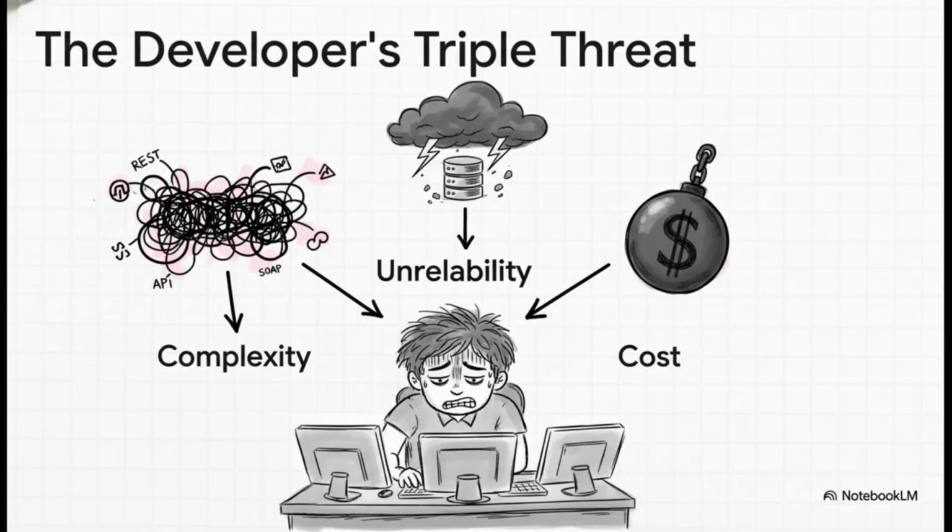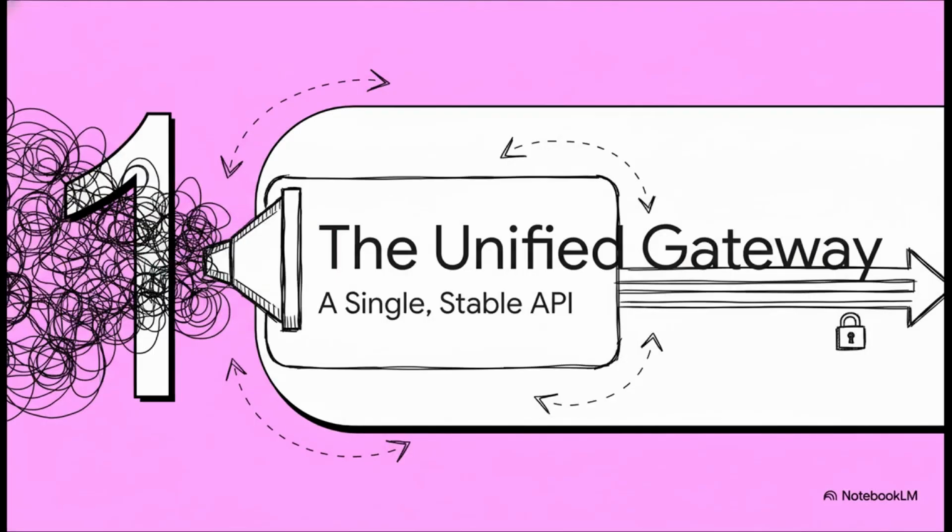But what if there was a better way? What if you could just streamline all of that? Well, that's the whole idea behind a unified AI gateway. It's all about turning that chaos we talked about into clean, simple, easy access.